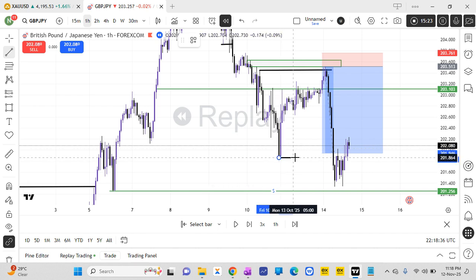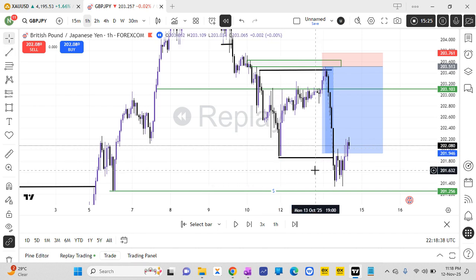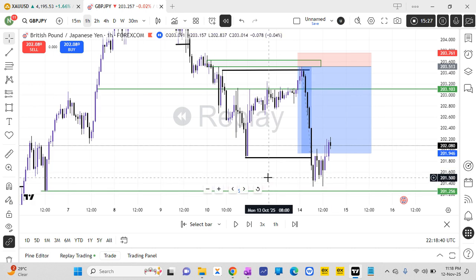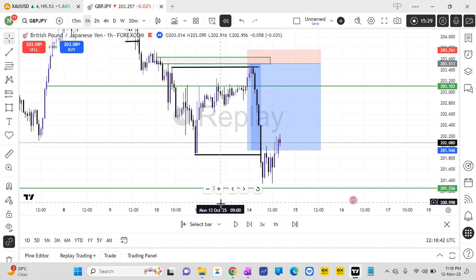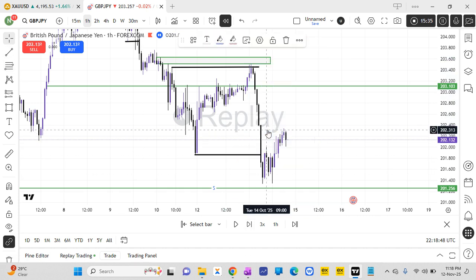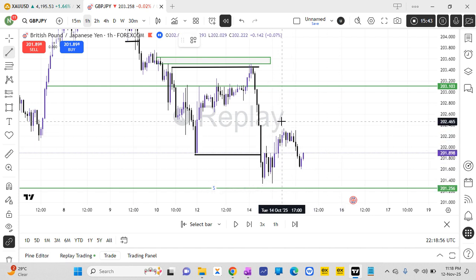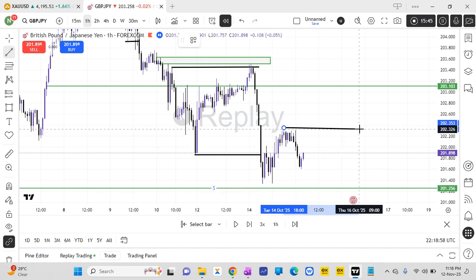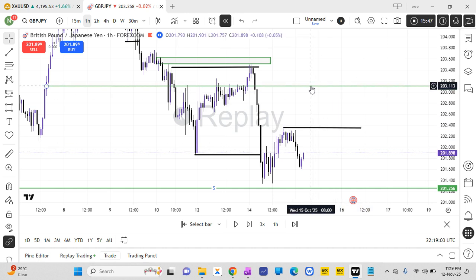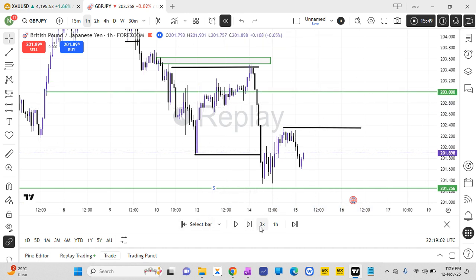15 minutes. I don't think so. Break of structure. No inducement yet. So let's see if we see any form of inducement before I start looking for sells. We have one. Break of structure, pull back, we have one here. So for now, I'll be looking to sell from here. So let's see.